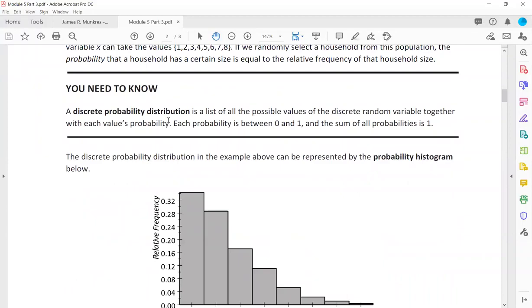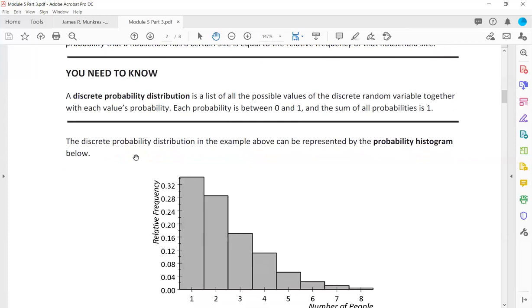A discrete probability distribution is a list of all the possible values of the discrete random variable together with each value's probability. Each probability is between 0 and 1, and the sum of all probabilities is equal to 1. We can visualize the discrete probability distribution using a relative frequency histogram.